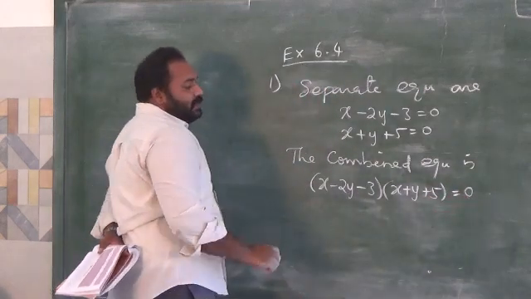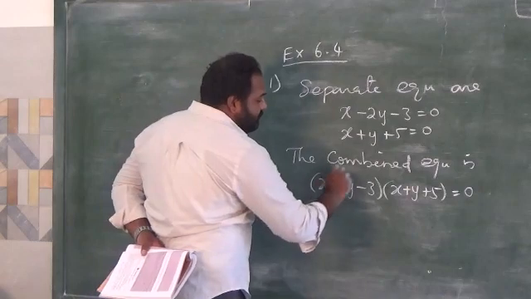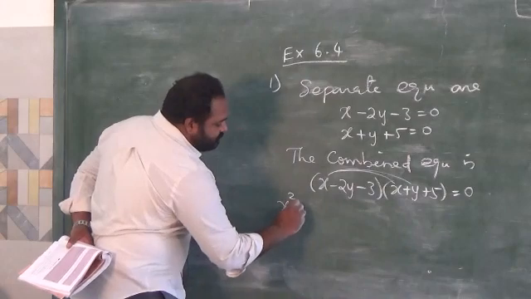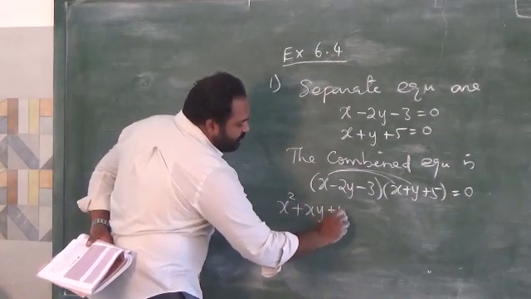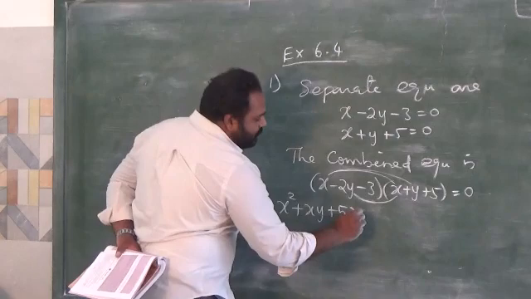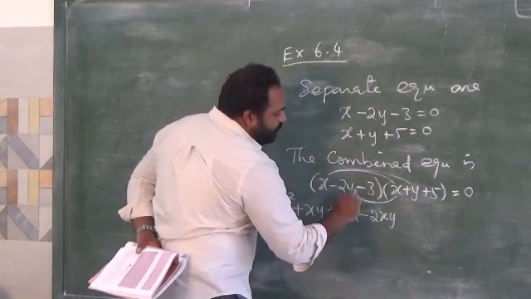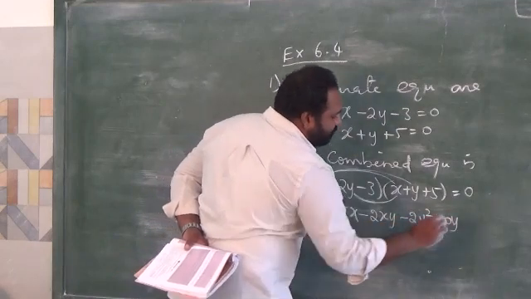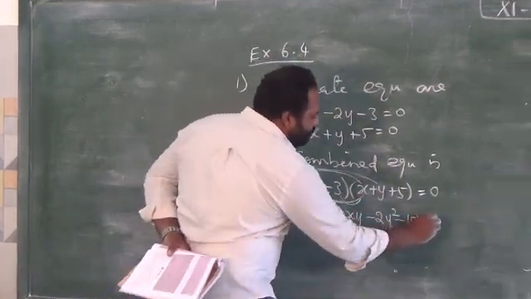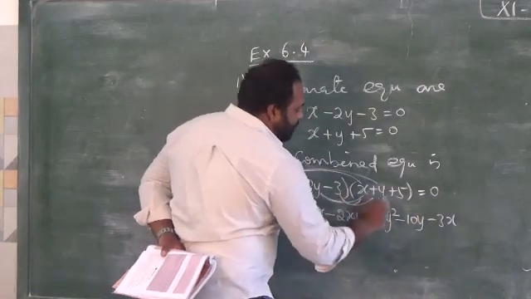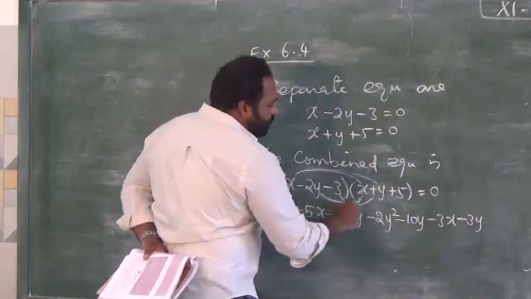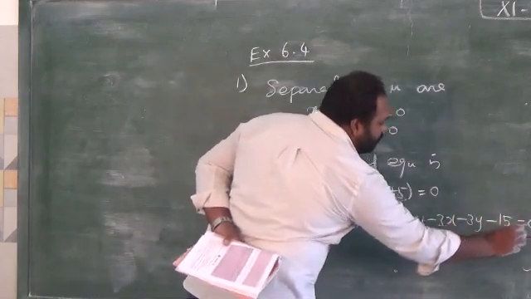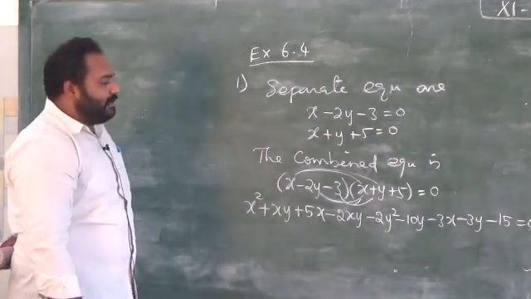Now, multiply very carefully in each term. x into x, x square; next term plus xy plus 5x; next, second term minus 2xy minus 2y square minus 10y; next term minus 3x minus 3y, then minus 3 into 5, minus 15, equal to 0.